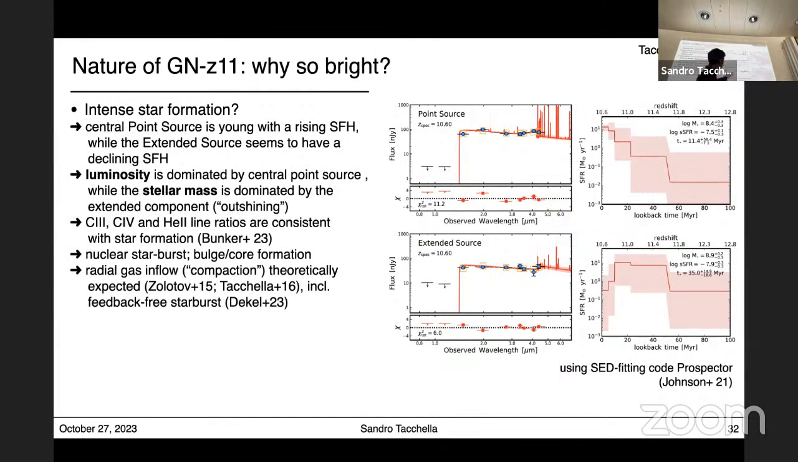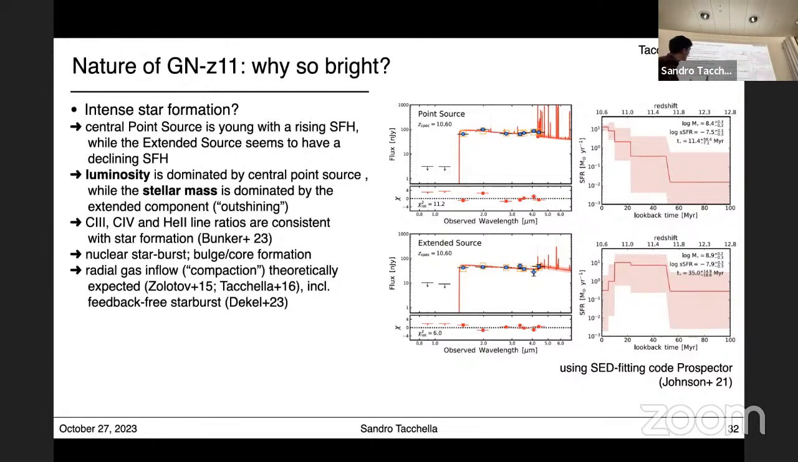What we are able to do, with Prospector, an SED fitting code, is reproduce both SEDs, the one for the point source and the one for the extended source, with normal stellar templates and with dust absorption and some gas emission. So we don't need to invoke some weird population 3 stars or any HEN contribution. What we see is that the central point source is outshining the galaxy. The luminosity, in particular in the restframe UV, is dominated by the point source by a factor of 3, and the underlying extended source is about a factor of 3 fainter.